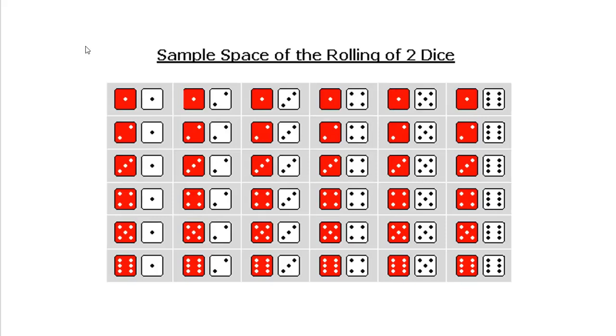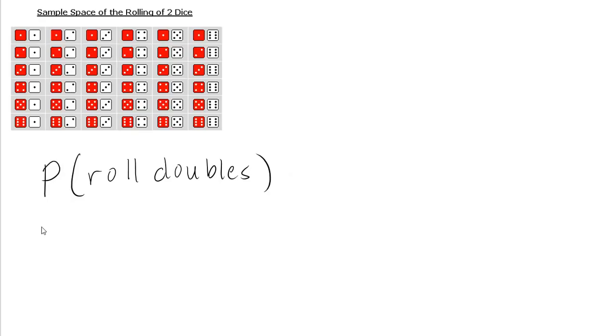If we use the assumption that the dice are fair, then we can use this sample space to come up with probabilities because all 36 of these outcomes would be equally likely. So let's look at a couple of examples. Let's find the probability that you roll doubles. If you're not familiar with that term, rolling doubles means that the dice match, that you roll a pair.